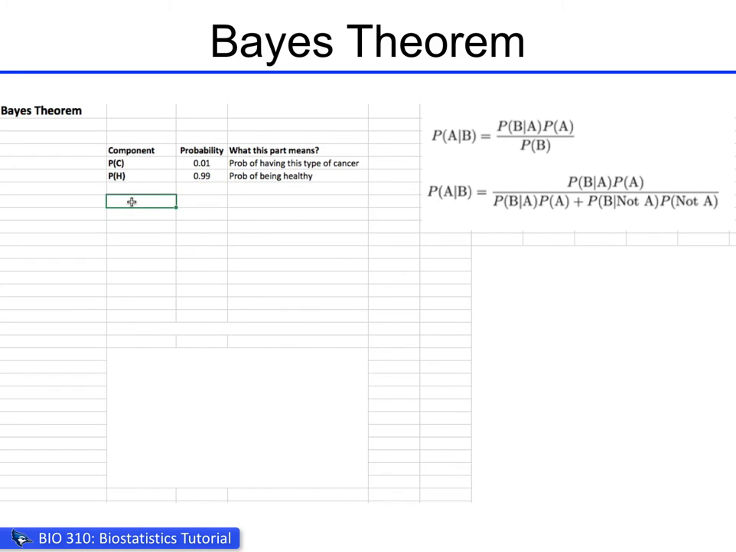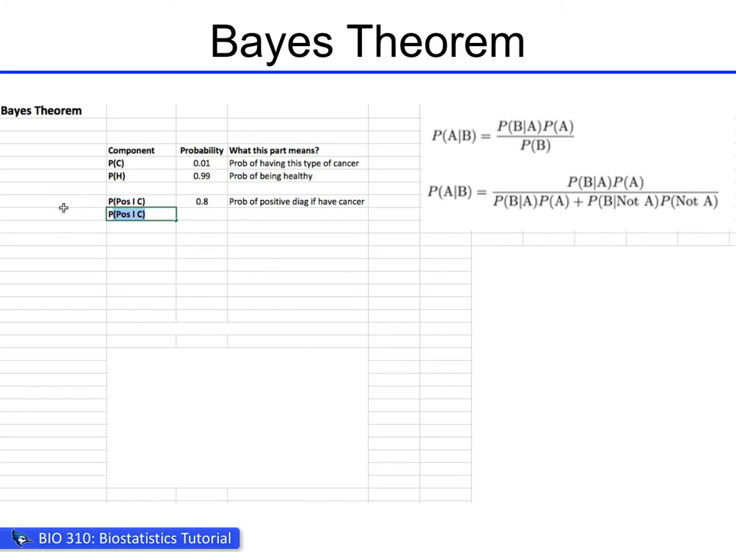Then we can also calculate the probability of receiving a positive diagnosis if you have cancer. We know, so this isn't actually a calculation, we know from the data that this is 0.8. Okay, so this is the probability of a positive diagnosis if you have cancer.